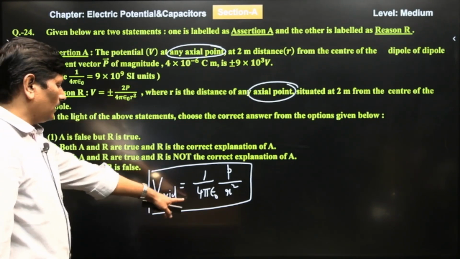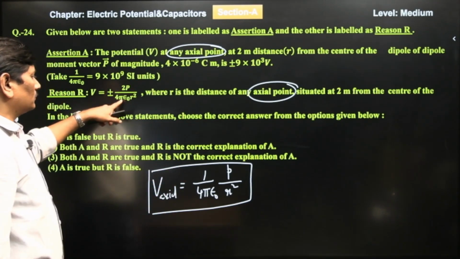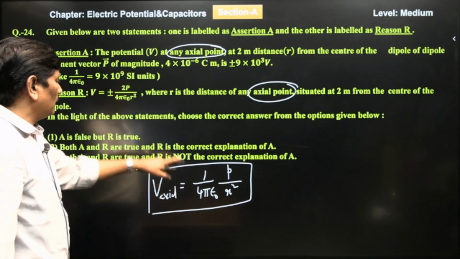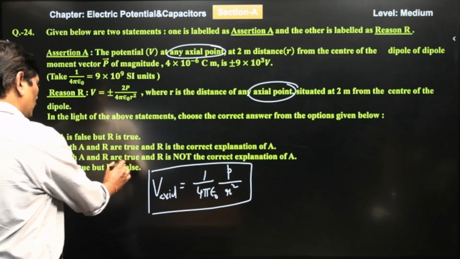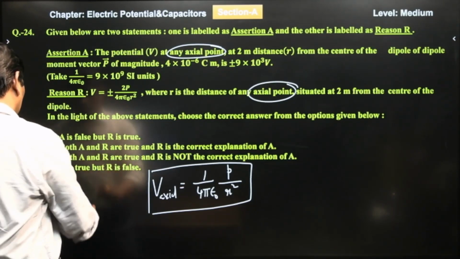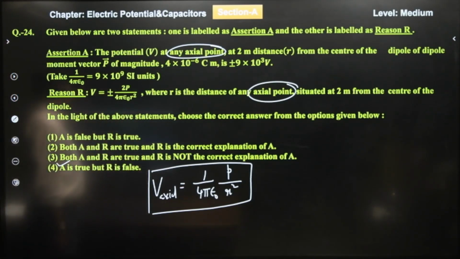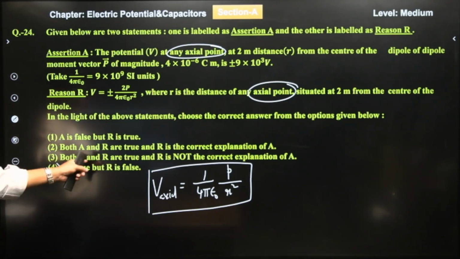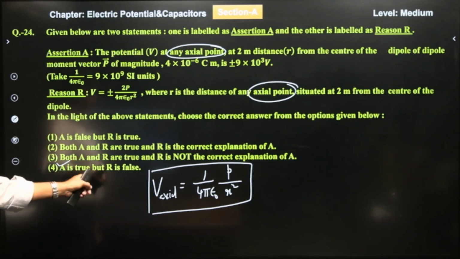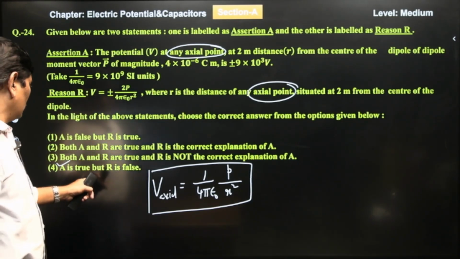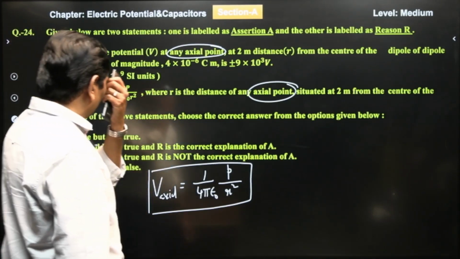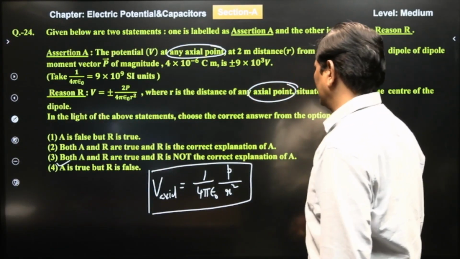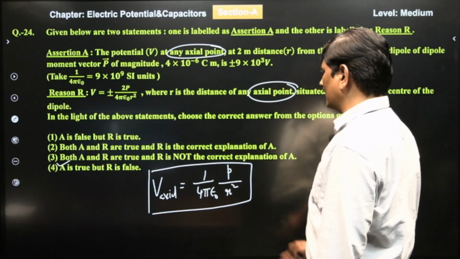If you know this formula, you can identify this one is wrong. So, R is false, only one option is there. So, fourth one is correct. A is true because there is no both false, A and R are false, that is not there. Okay. So, we can check whether assertion is true or not using this formula. You have to use this formula, not this one.